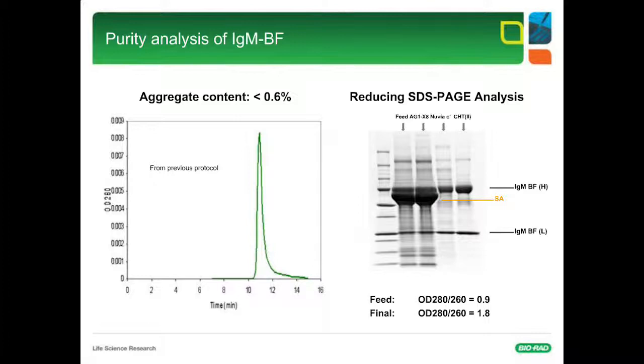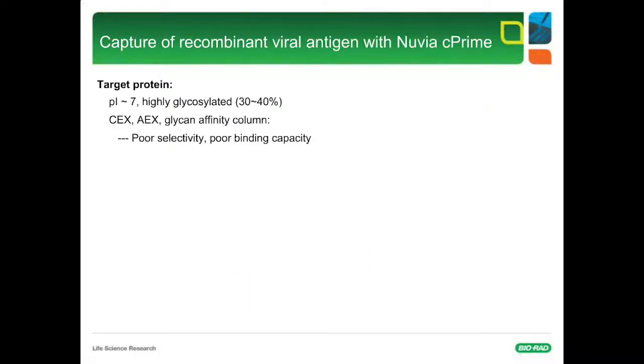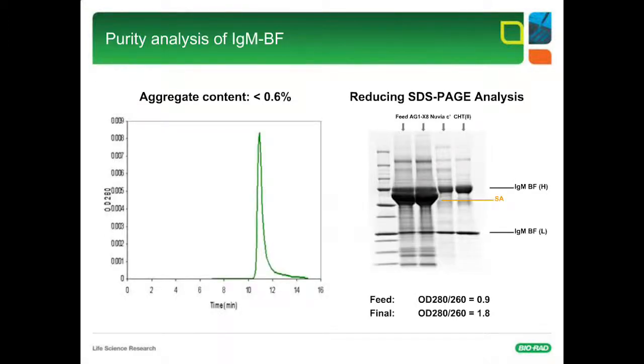For the previous protocol, there is contamination from aggregate, and also from degradation of the target molecule. With the new workflow, you clearly see there's only monomer eluted from the hydroxyapatite. We also check the OD 260 to 280 ratio for the feed and for the final material. This is a simple method to assess the DNA contamination level in your preparation, and we increased the 280 versus 260 ratio from 0.9 to 1.8. This value is very close to the calculation based on the sequence of this molecule.